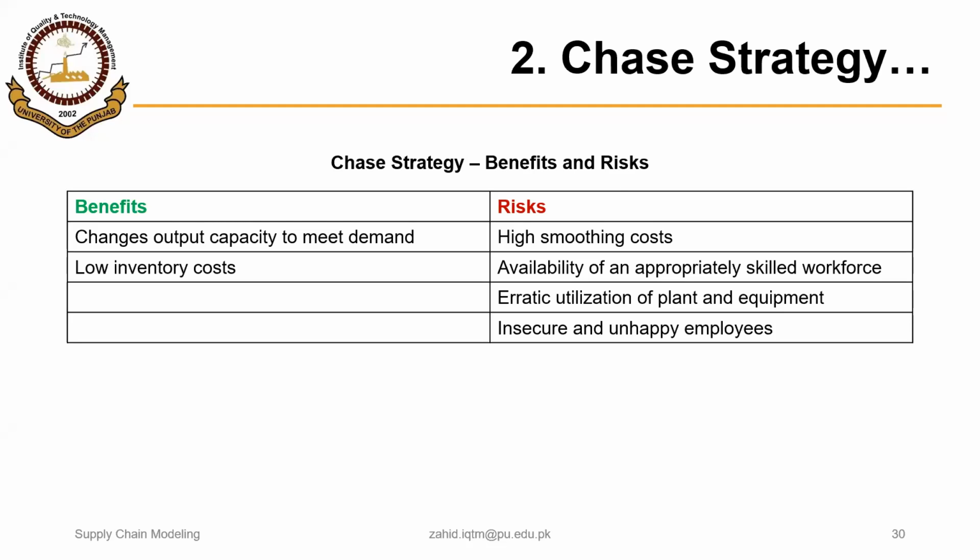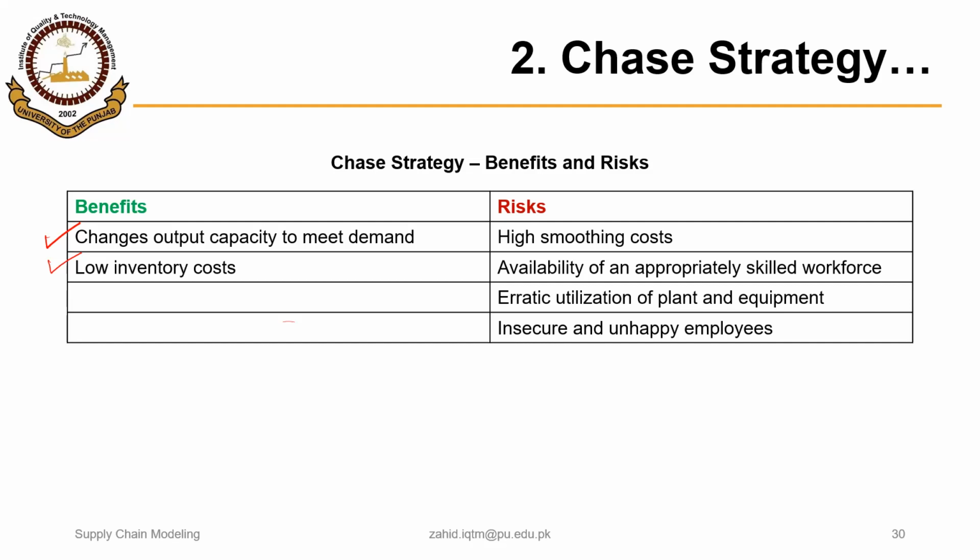So this is a summary of benefits and risks of chase strategy. The benefits include that you can change output capacity to meet demand, but in order to make sure that you can do that, you need to have flexible workforce, flexible equipment, and you do need to have safety capacity as well. And of course, the inventory carrying costs are low as compared to a production leveling strategy, but you do need to have some inventory, especially the inventory of raw material.